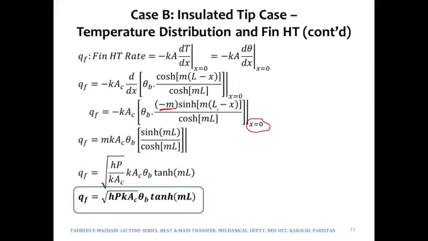So it would be sine hyperbolic of ml over cos hyperbolic of ml, which can then be written as tangent hyperbolic of ml. And then m can be written as root of hp over kac, and this kac over root of kac would be equal to root of kac, just like I told you before that 2 upon root 2 is in fact root 2. So under the root sign we would have hp kac theta b times tangent hyperbolic of ml. Right? So this is the fin heat transfer expression for the insulated tip case.